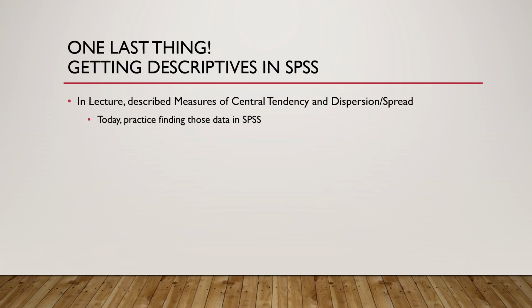Okay, one last thing for today's lab. So in lecture, we talked about the measures of central tendency and dispersion or spread and how we calculated that with the quiz to know the context of our 16 out of 20. Well, I've told you that every week we're going to have some kind of SPSS practice. This week, we're going to practice getting those descriptives in SPSS.